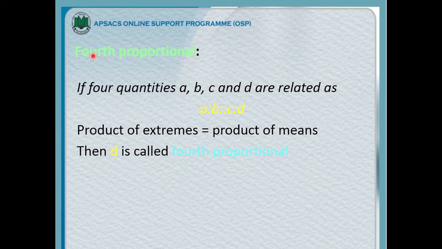Fourth proportional. If four quantities A, B, C, D are related as A ratio B proportional C ratio D, then the term D is called the fourth proportional.